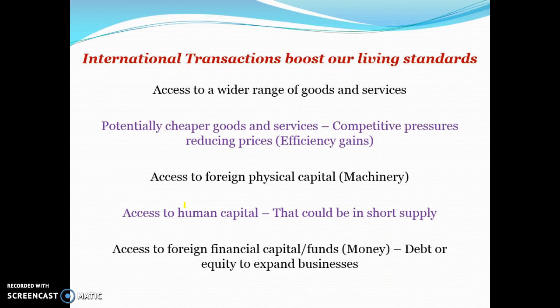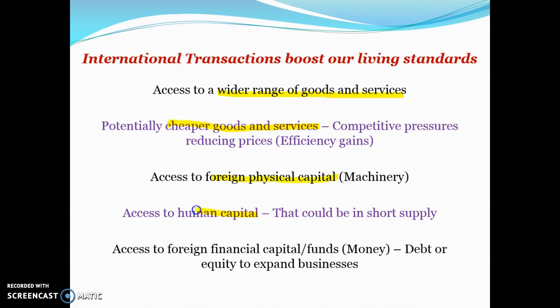Okay, why do we trade with the rest of the world? Well, the main reason we trade with the rest of the world is because it boosts our living standards. It gives us access to a wider range of goods and services. Most of the things that we buy from day to day are from other countries. It potentially makes things cheaper because there's more competition, particularly in industries where we have low tariffs on imports. It gives access to foreign physical capital, so we get access to machinery.